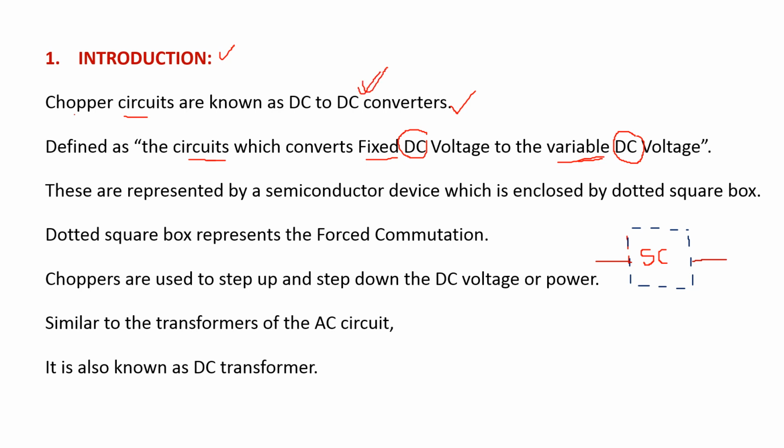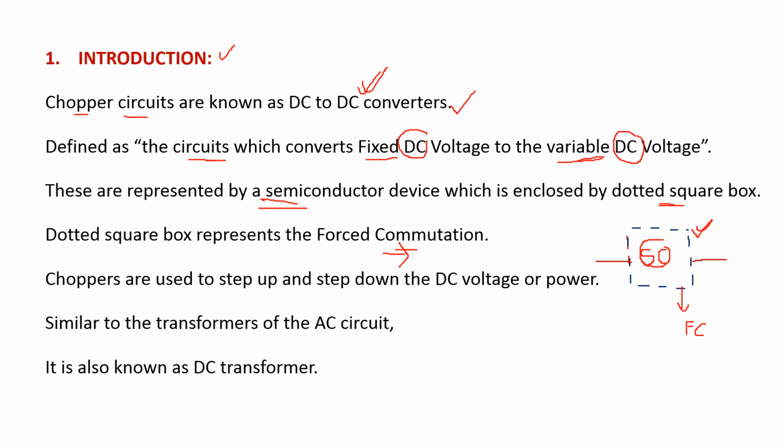And here the chopper is represented by a power semiconductor device which is enclosed by a dotted square box. This is the representation of a chopper. Any power semiconductor device enclosed by a dotted square box, and this dotted square box represents the forced commutation. I think everyone knows the concept of commutation. Commutation is nothing but the process of turning off the SCR.